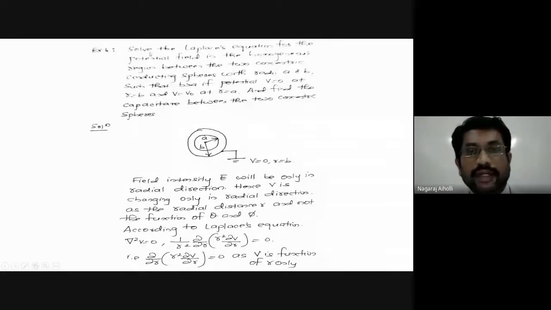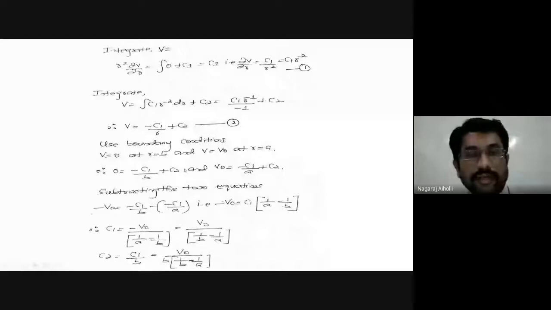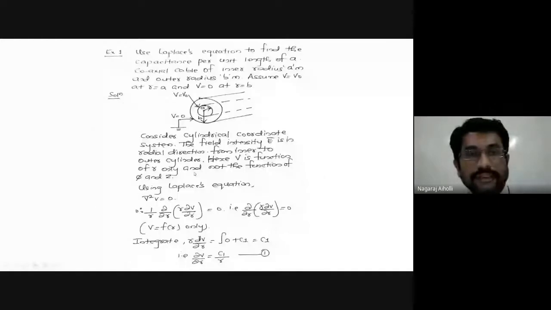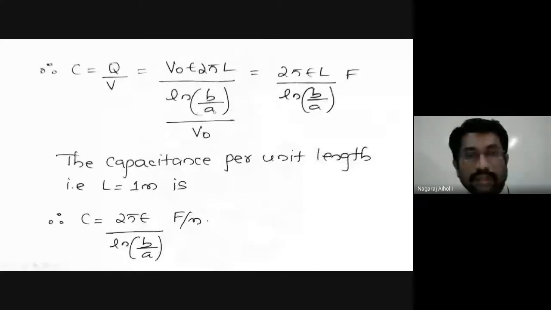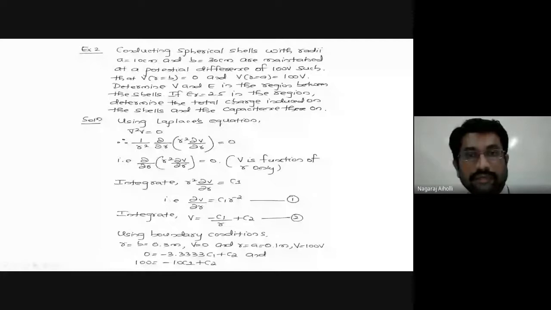So this is how we use the Laplace equation: find the solution for the Laplace equation, then find the values of A and B. From the values of A and B, we have found the equation for the capacitance finally. In the next class, we will continue with a few more examples: the usage of Laplace's equation for the coaxial cable, and one more example on spherical shells. That we will take up in the next class.